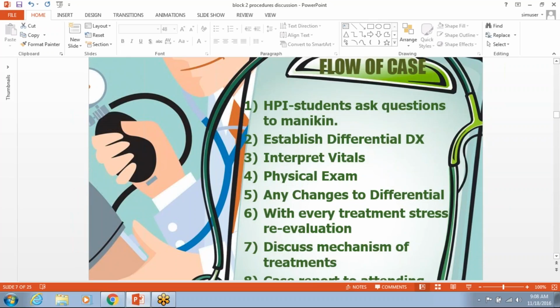And then go through the differential again. So did anything change after your physical exam? And then starting with treatment and testing, and then we're going to discuss reevaluation and reassessing the patient throughout the case.